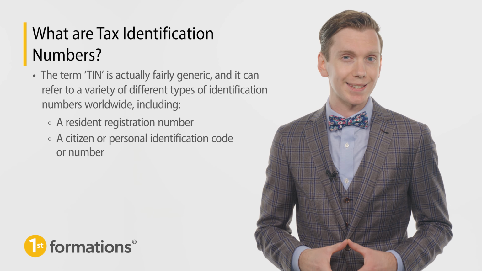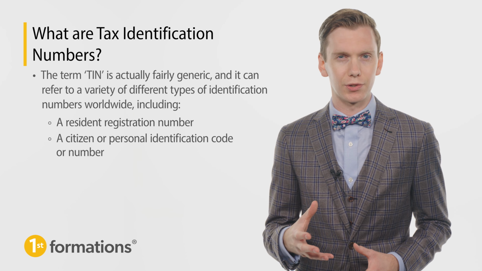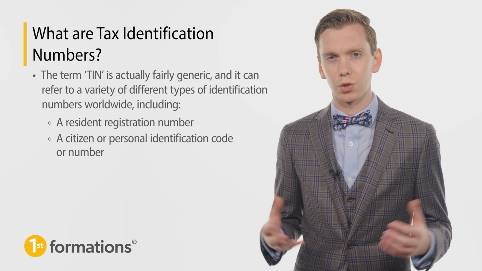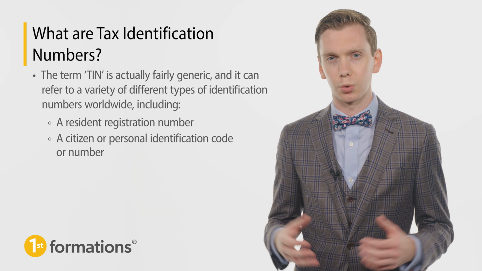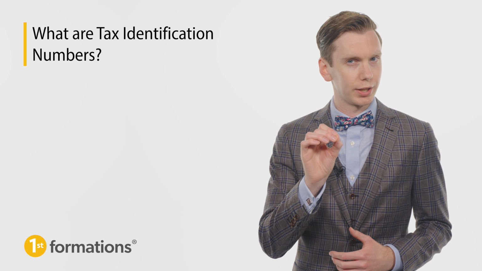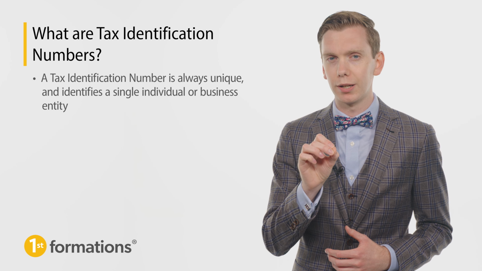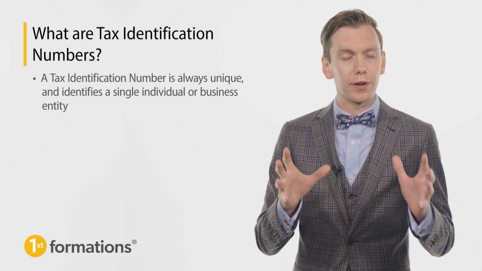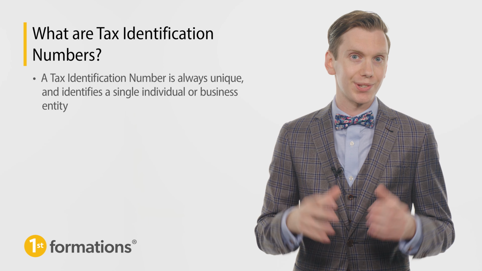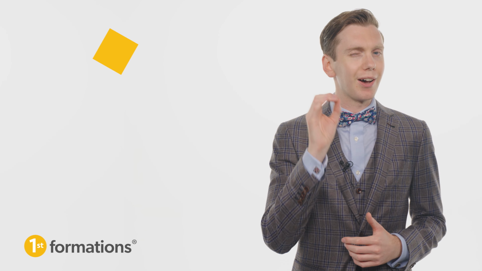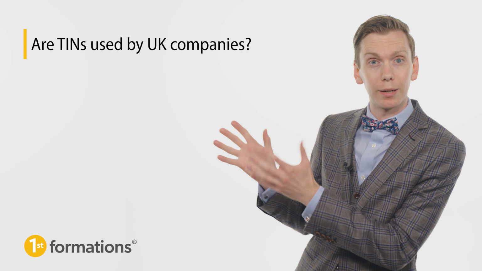The structure and syntax of TINs differs according to the specific national authority. They are sometimes just a string of numbers, but often include letters. Crucially, a tax identification number is always unique and identifies a single individual or business entity. But are TINs used by UK companies?